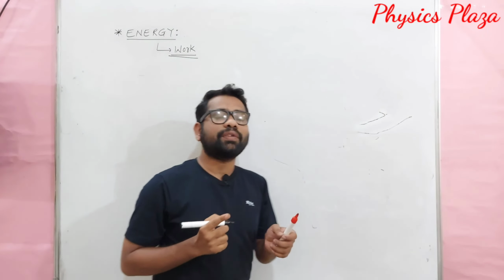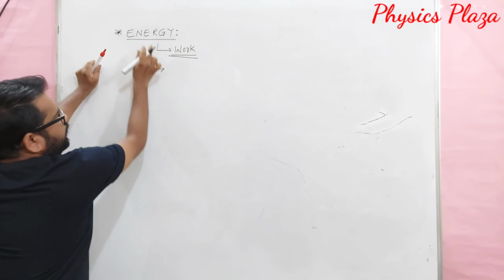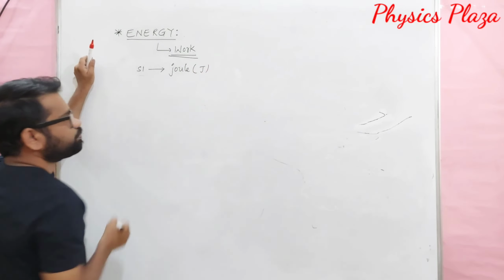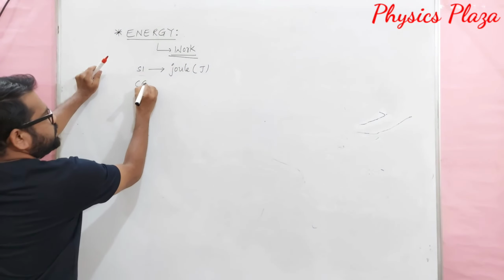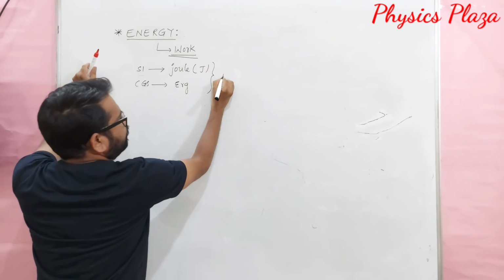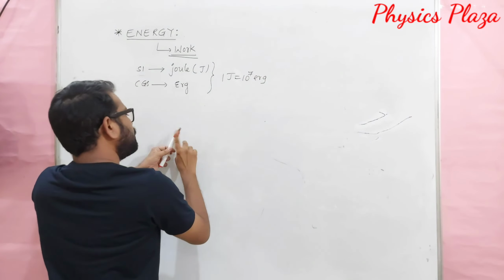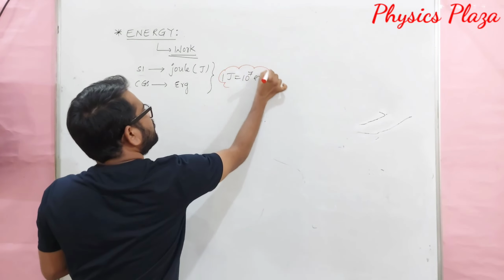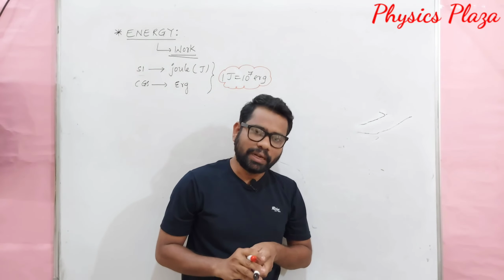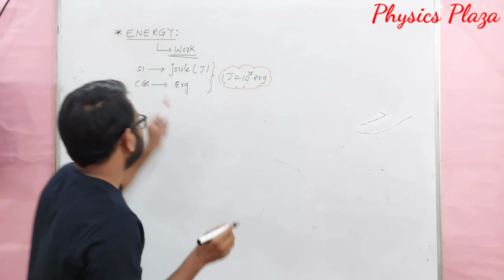Then what are the units of energy? Children, in the SI system, just like work, energy is also measured in joules. The symbol is capital J. Whereas in the CGS system, it is measured in erg. And we know that 1 joule is equal to 10 power 7 erg. But children, other than joule and erg, we have some other units for energy. Let us discuss what they are. It's very, very important.